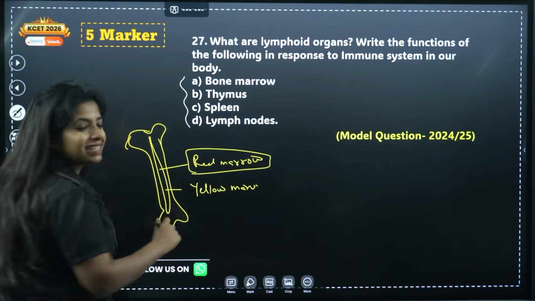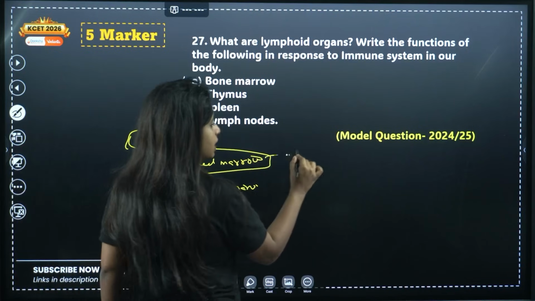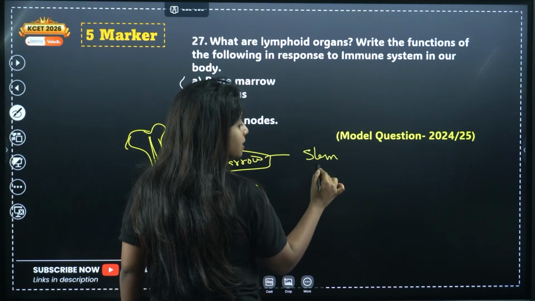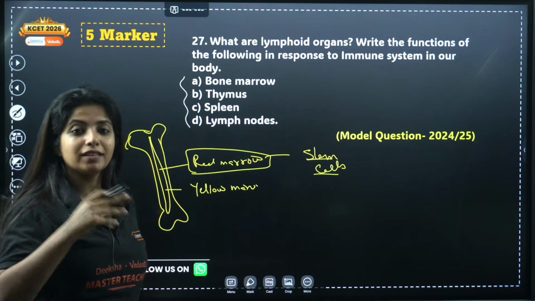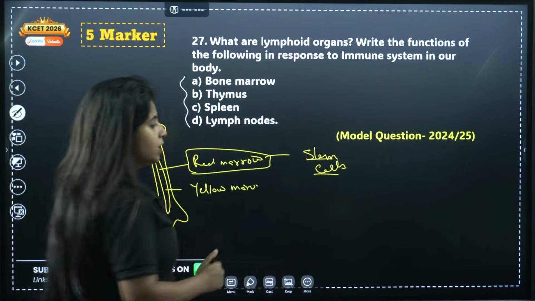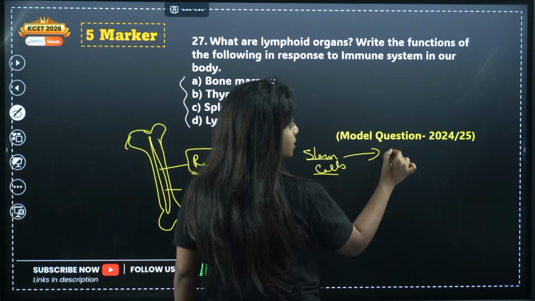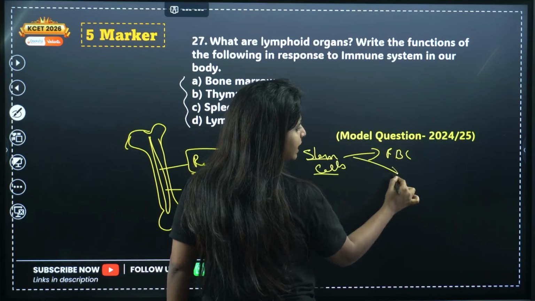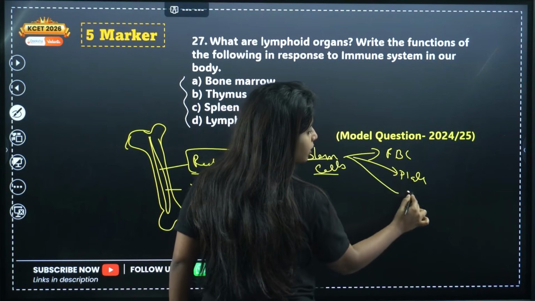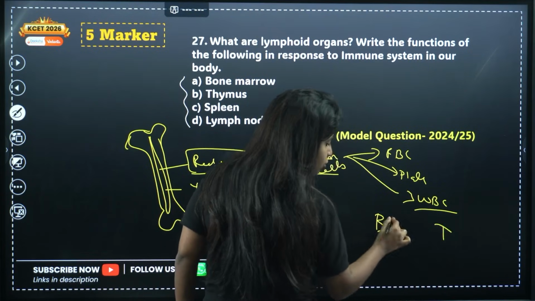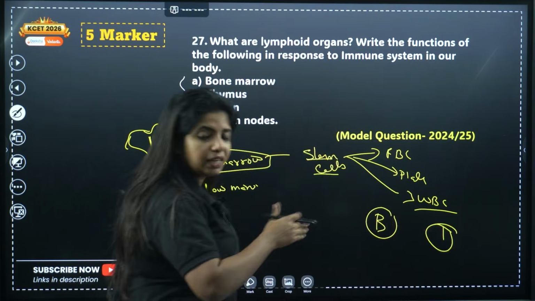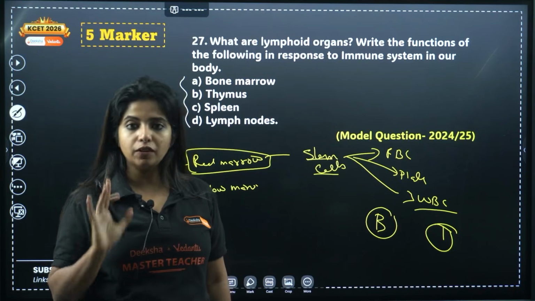Red marrow has a specific type of stem cells, the blood stem cells, which are called hematopoietic stem cells. Hematopoietic stem cells give rise to the blood cells. So they give rise to different types of cells such as RBC, platelets, and also WBC. In WBC, we know B cells and T cells are also a type of WBCs. B lymphocytes and T lymphocytes are also types of WBCs.